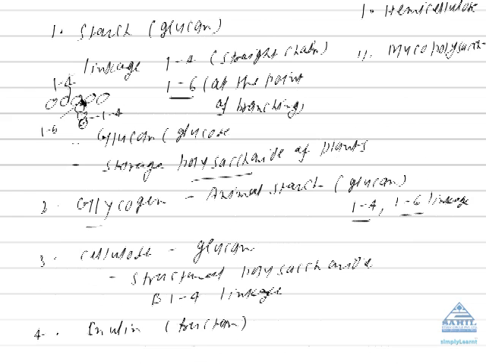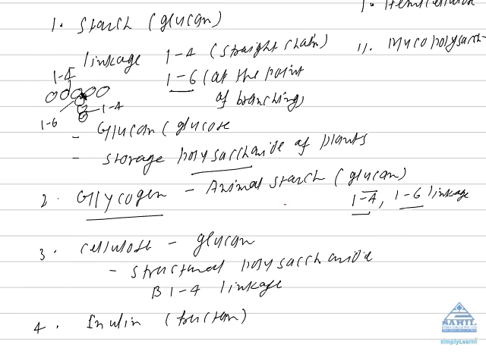Other homopolysaccharide is glycogen, which is also a glucan. It is often called animal starch. It is stored in our body, in liver as well as muscles. Like starch, it also contains 1,4 glycosidic linkage in straight chain part and 1,6 glycosidic linkage at the point of branching.